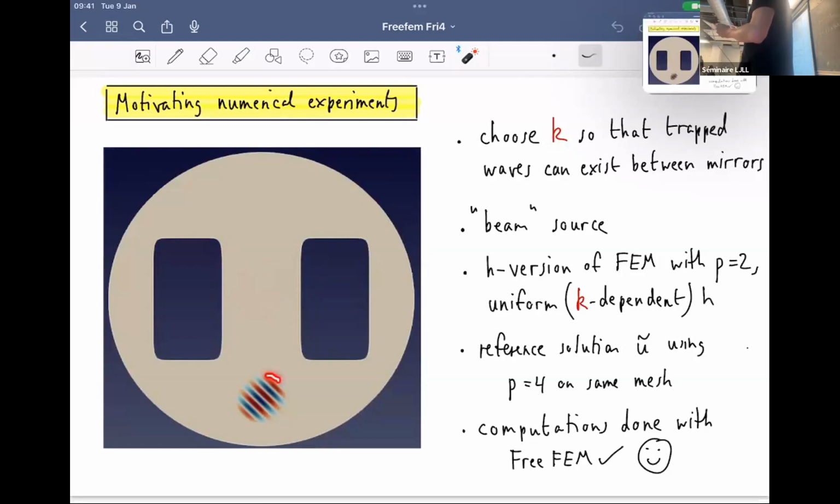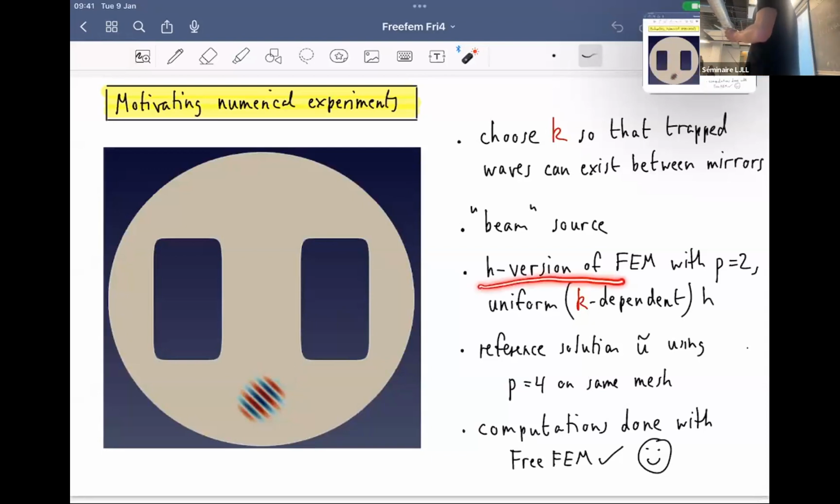And I've got this beam source. So this is my data. It's going to create some Helmholtz solution, kind of going in this direction. And I'm using the finite element method, and I'm using what's called the h version.